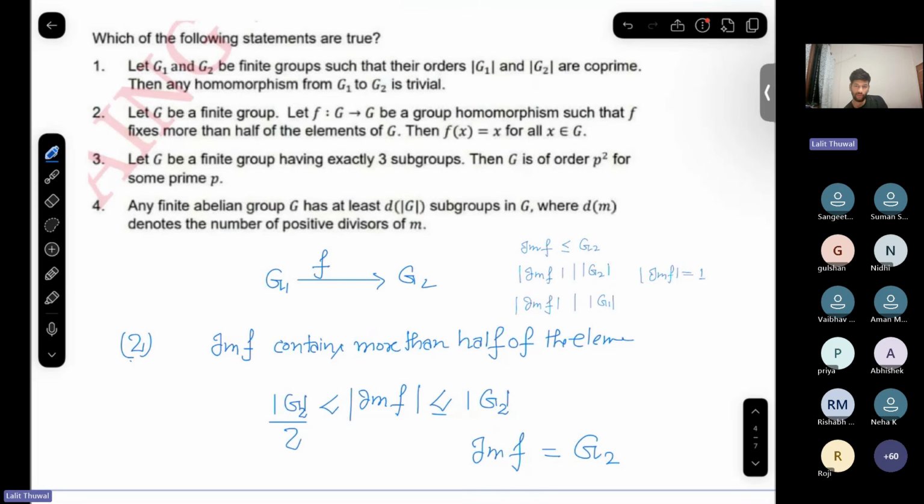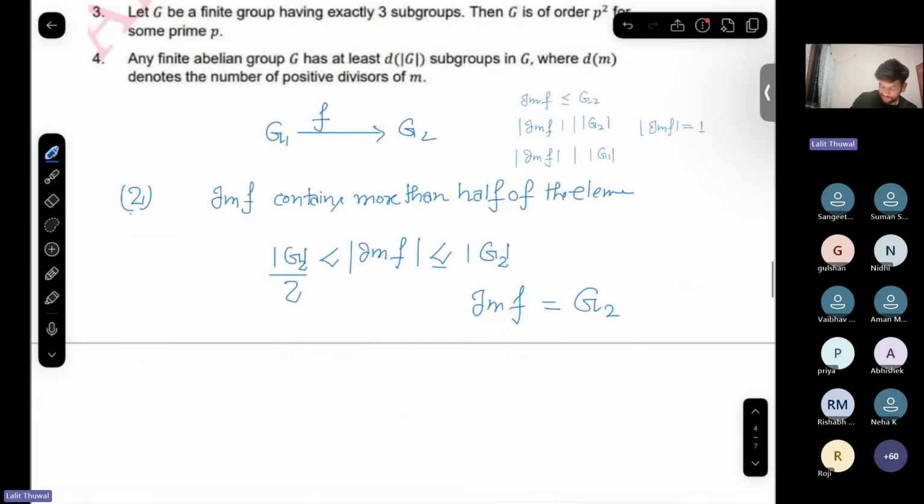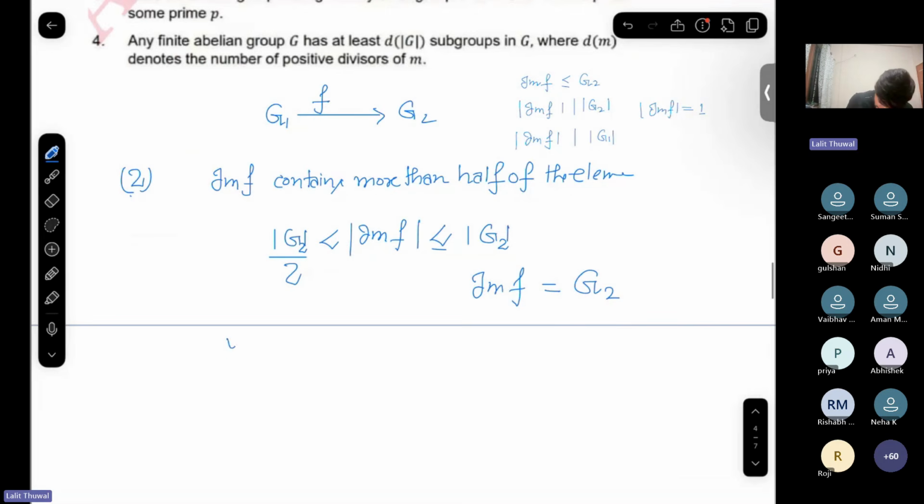And G is a finite group. Suppose that some element is not fixed. Say Y is not fixed, so Y has a different image, right? F(y) is not equal to y.